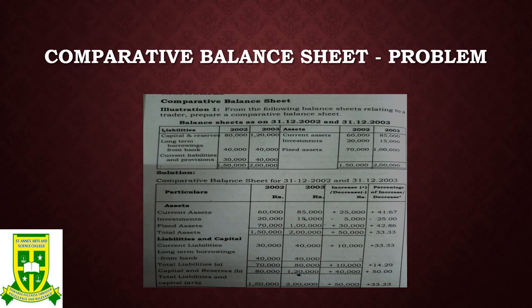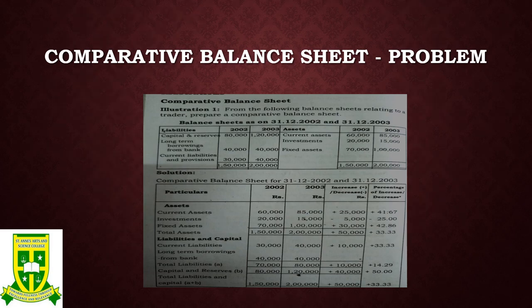And the next one is capital and reserves, which have been given in the question. So capital and reserves is 80,000 and 1,20,000. So it has been increased by 40,000. So plus 40,000. 40,000 divided by 80,000, you will be getting 50. Okay, and the next step is total liabilities and capital. So you will be adding the A and B. So 1,50,000, 2 lakhs. So the value has been increased by 50,000 and the rate is 50,000 divided by 1,50,000. You will be getting 33.33. So both the assets and liabilities columns will be tallied in the comparative balance sheet.